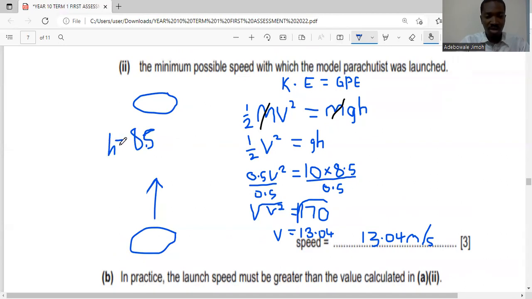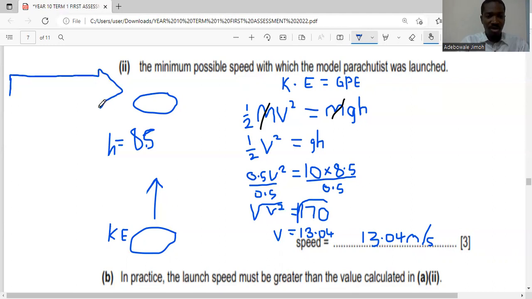How do you make this model parachutist attain this height? You throw it up, but you give it a kinetic energy. And as it goes upwards, all of that kinetic energy will be converted to gravitational potential energy. But you notice that in the real life setting, all of that kinetic energy would not be converted to gravitational potential energy. Some energy will be lost along the line. Some energy will be lost due to what? Due to drag. Yes, when we talk of drag, we are talking about air resistance.